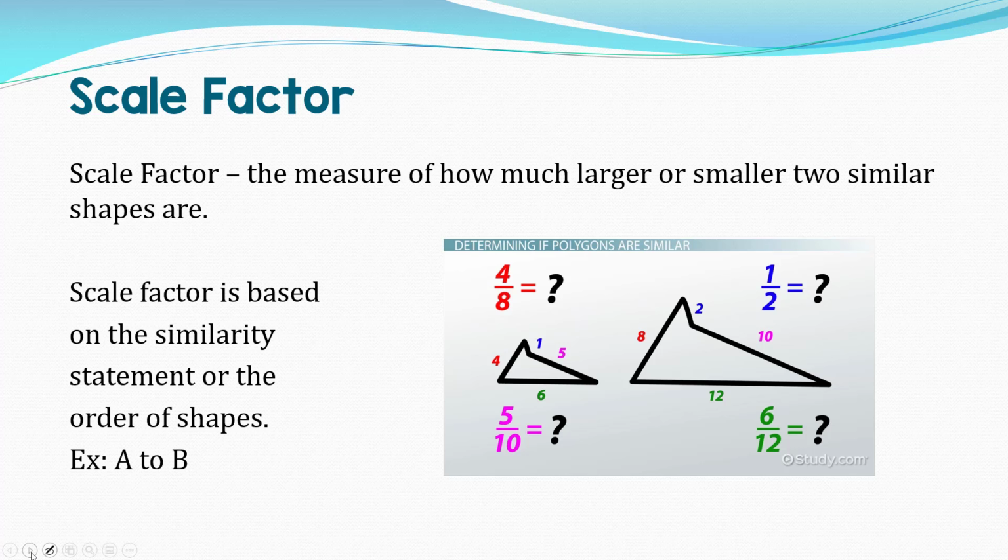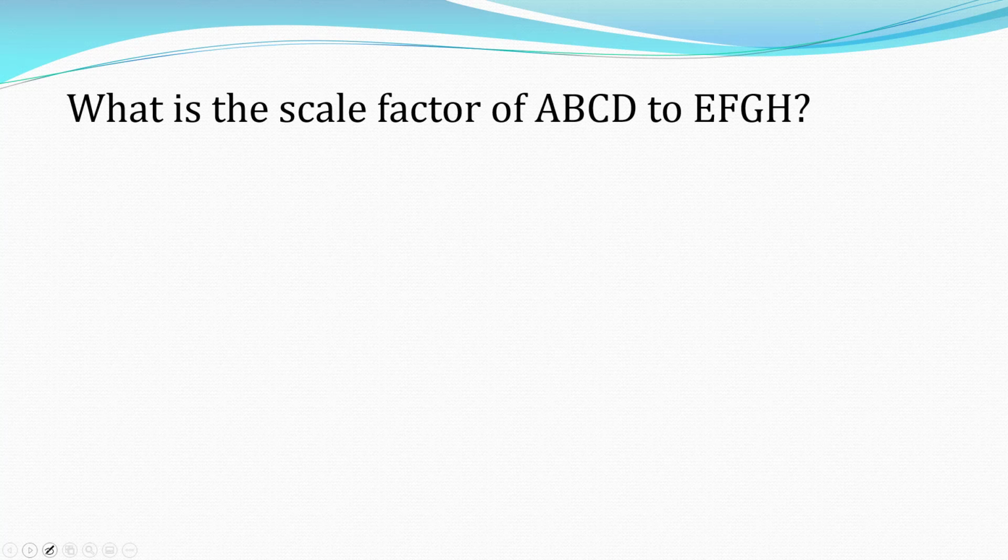So we're kind of missing some information here. A scale factor is based on the similarity statement or the order of shapes. So we would have to say from A to B, and then we would say the scale factor is 2/1 because it goes the second over the first, and so this would be a scale factor of 2. In other words, the smaller one times 2 would give you the larger one. And we'll practice some more of this.